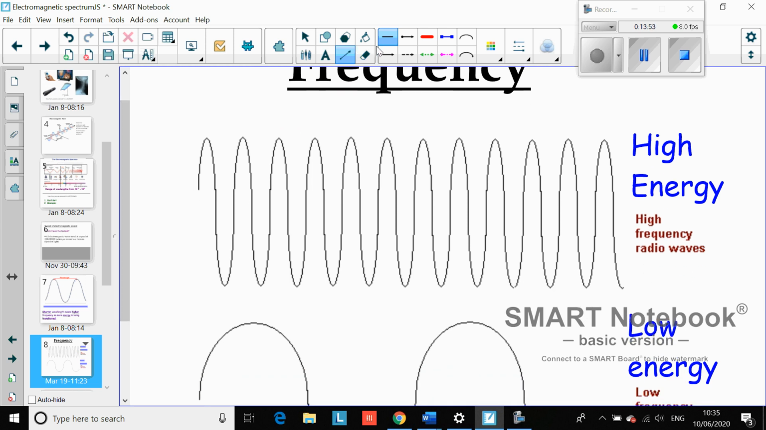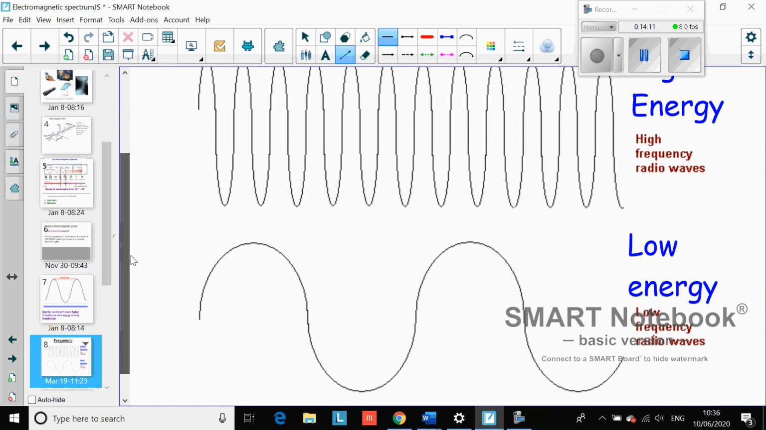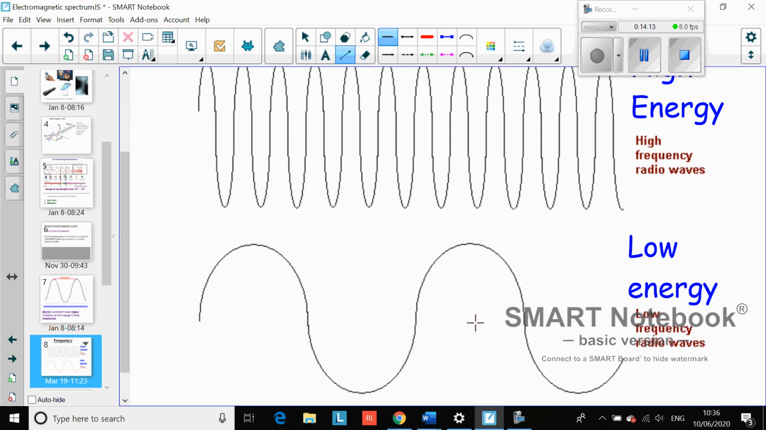If you have lots of waves per second, a high frequency, you'll get lots of energy being delivered every second. So the higher the frequency, the higher the energy. The longer the wavelength and the lower the frequency, the lower the energy.